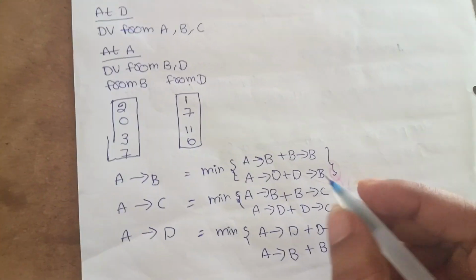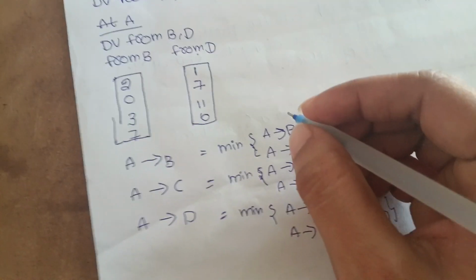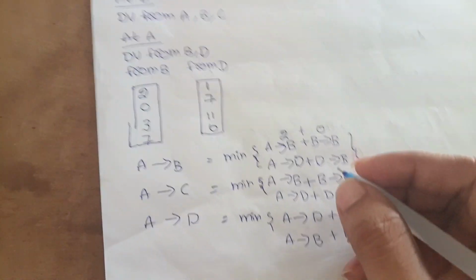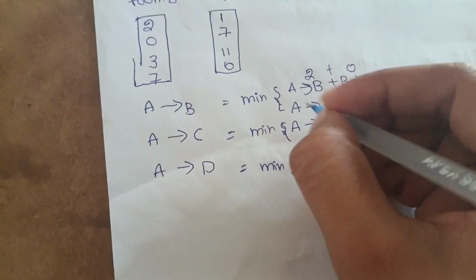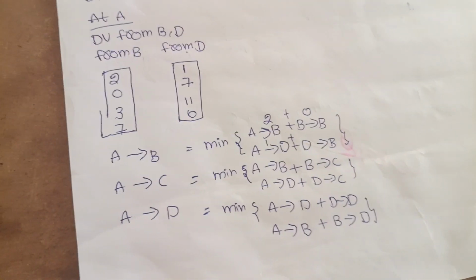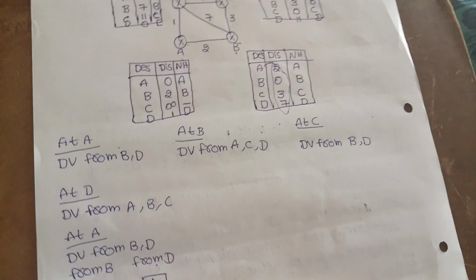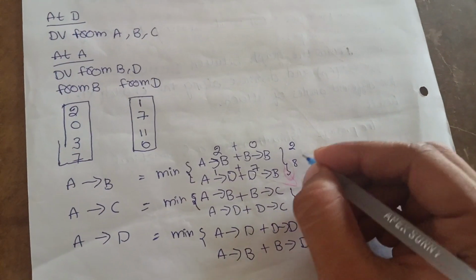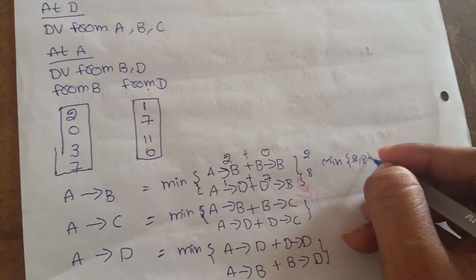Now we want to find the minimum distance from this. A to B, check the distance. A to B is 2 plus B to B, a self loop, is always 0. A to D distance is 1 plus D to B, D to B is 7. Here the total is 2 and here the total is 8. We want to take the minimum of this. Minimum of 2, 8 is 2.